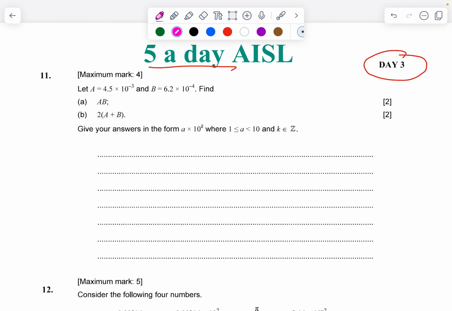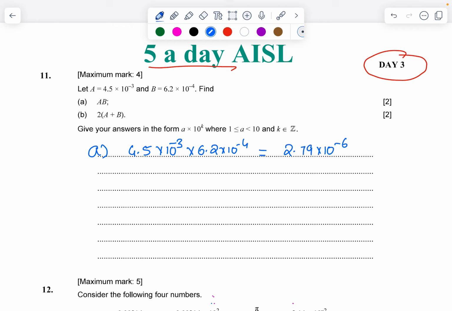A has been given, B has been given. What is being asked? Find AB. So A is 4.5 times 10 to the power of negative 3 times 6.2 times 10 to the power of negative 4. If you have the calculator, it directly gives you the standard form. So the answer is going to be 2.79 times 10 to the power of negative 6.